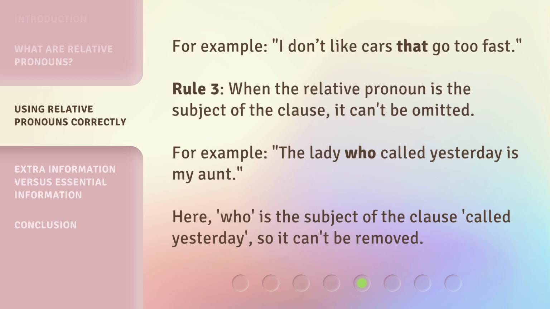Rule 3. When the relative pronoun is the subject of the clause, it can't be omitted. For example, the lady who called yesterday is my aunt. Here, who is the subject of the clause, called yesterday, so it can't be removed.